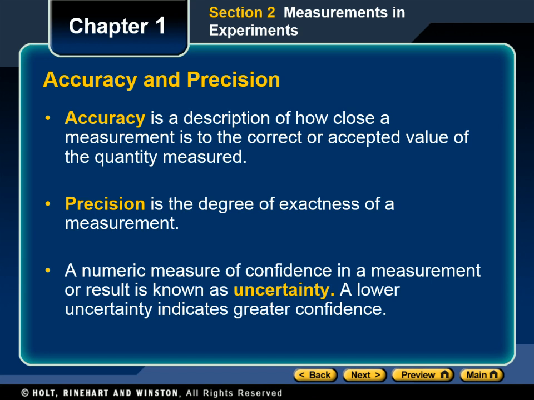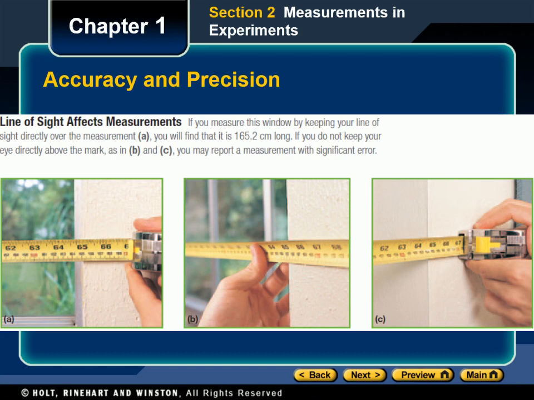A numeric measure of confidence in a measurement or result is known as uncertainty. A lower uncertainty indicates greater confidence. Uncertainties are usually expressed by using statistical methods. Error in experiments must be minimized. Experimental work is never free of error, but it is important to minimize error in order to obtain accurate results.